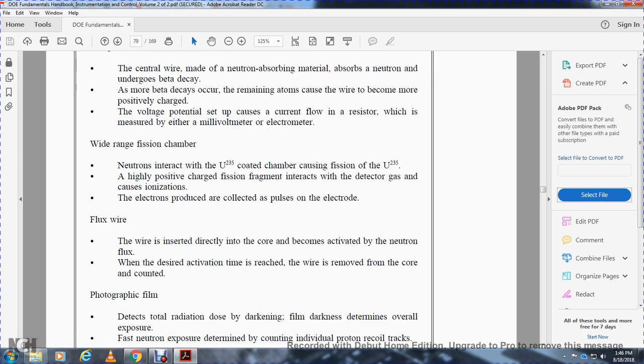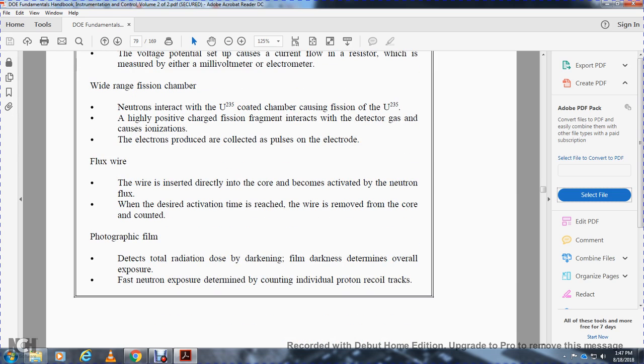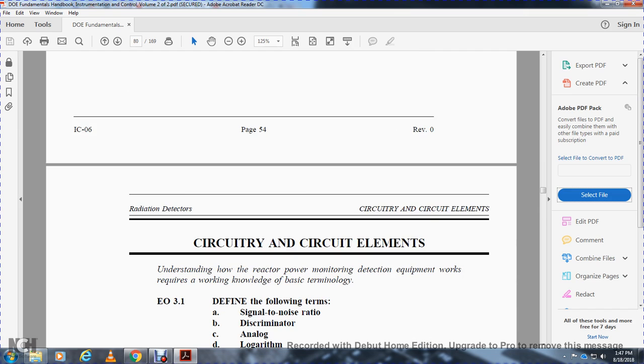Flux wire: wires inserted directly into the core become activated by the neutron flux. When the desired activation time is reached, the wire is removed from the core and counted. Photographic film detects the total radiation; the depth of the darkening of the film determines overall exposure. Fast neutron exposure is determined by counting individual proton recoil tracks.